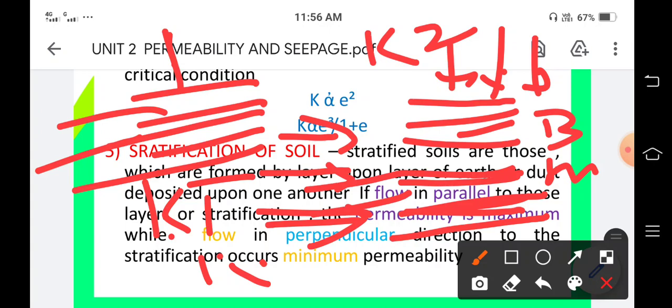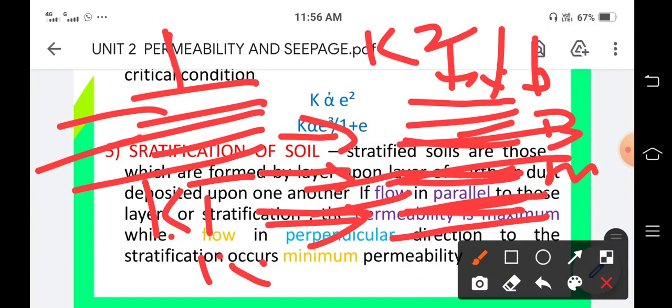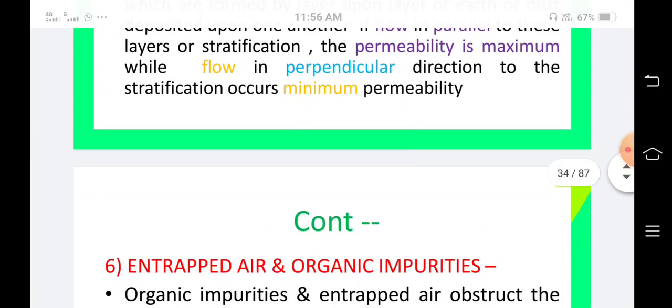and when the flow of water is perpendicular to the stratification, तो पानी यहाँ से ऊपर से जा रहा है और आपका लेयर ऐसा है तो आपका पानी नीचे कम जाएगा. So when the flow of water is perpendicular to the stratification, permeability will be less.